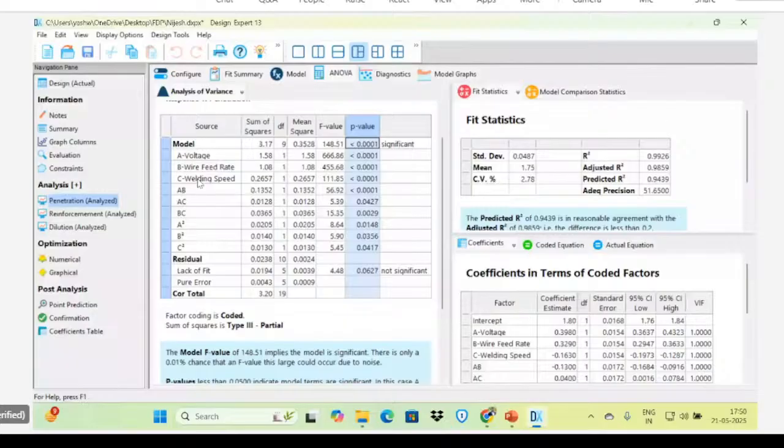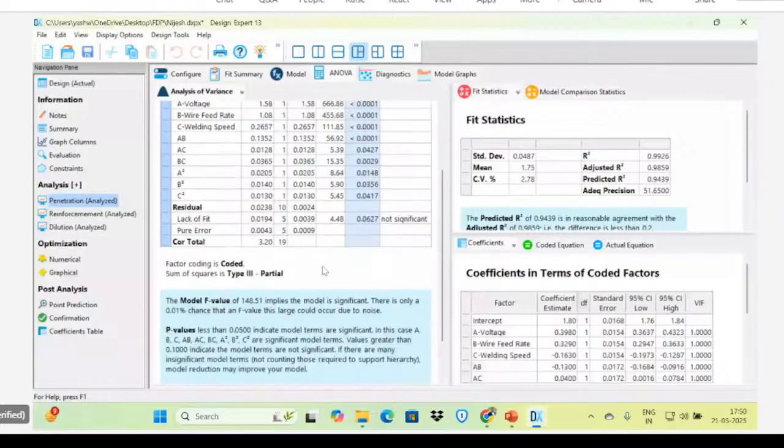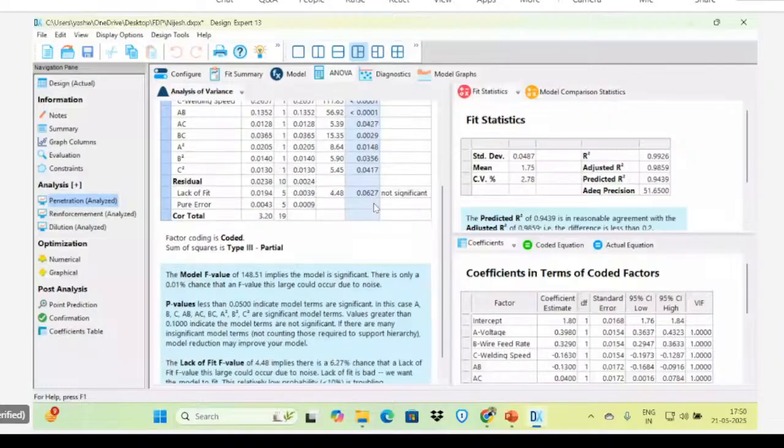And this is the residual part, that is lack of fit, which is the 5%. That should be more than 0.05. This is 0.0627, that is not significant. So this is how the model has been made significant. Okay.